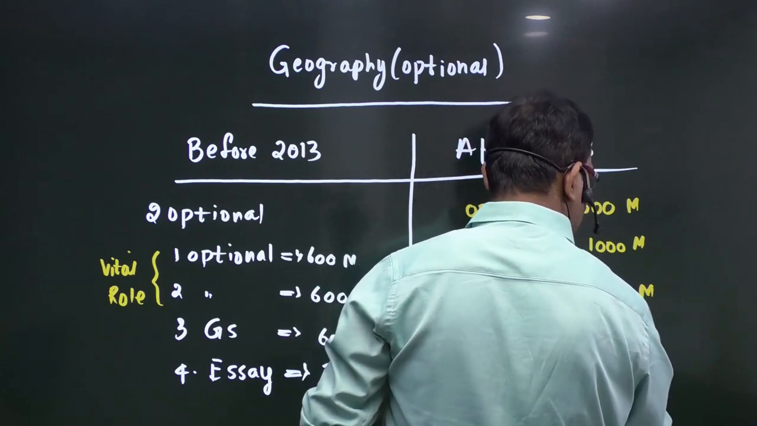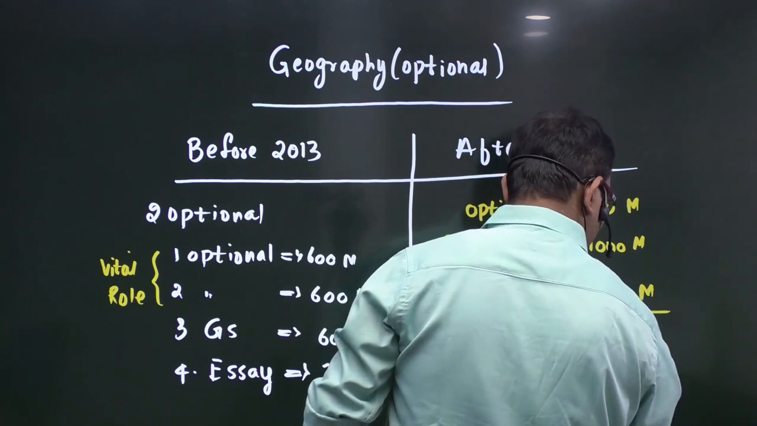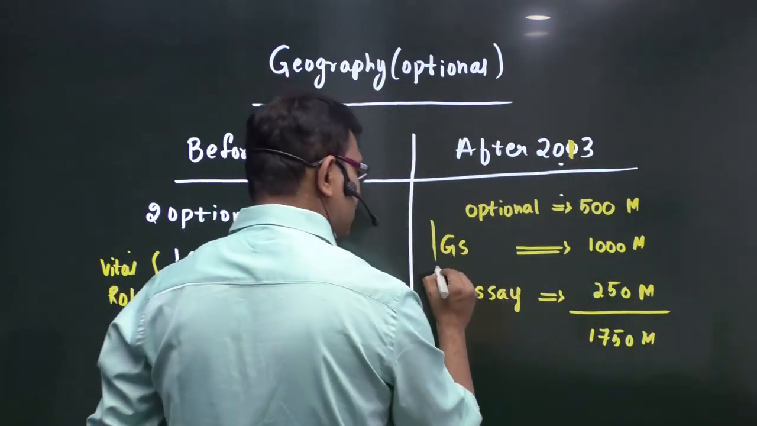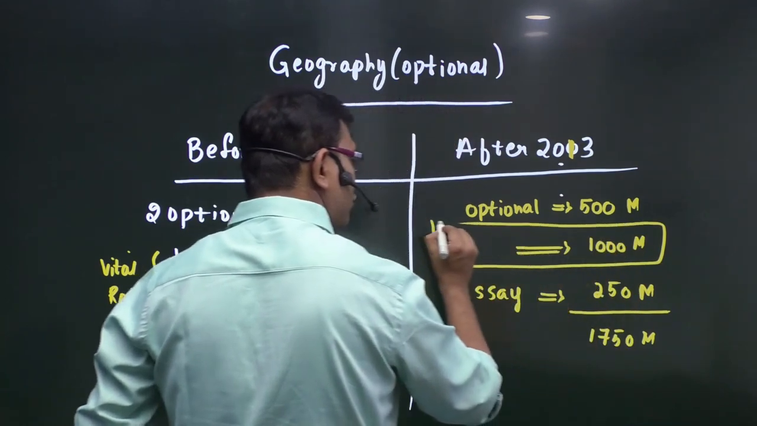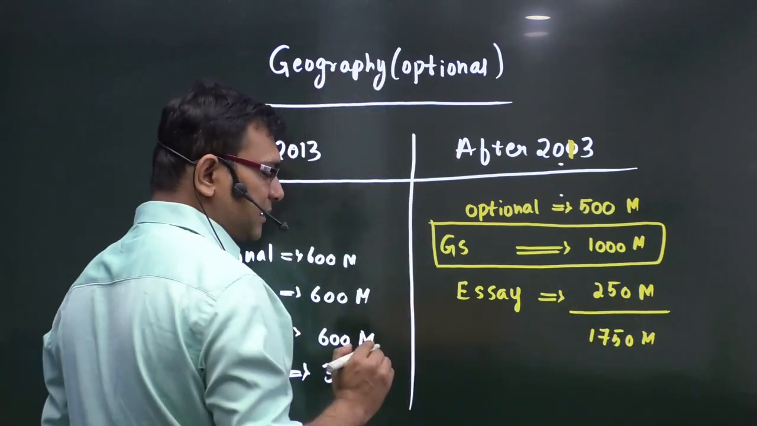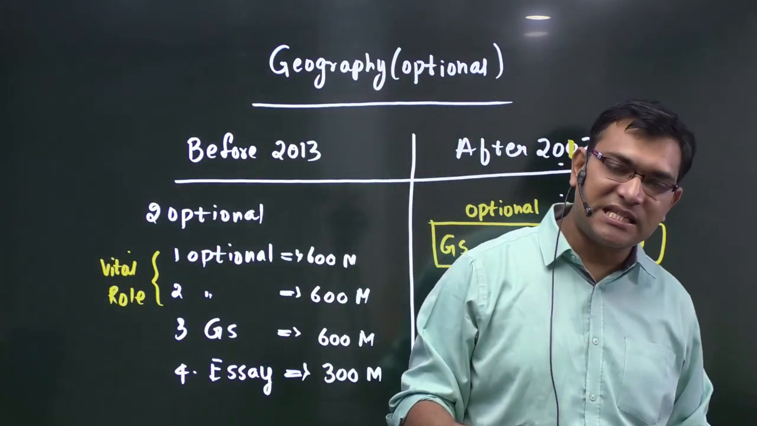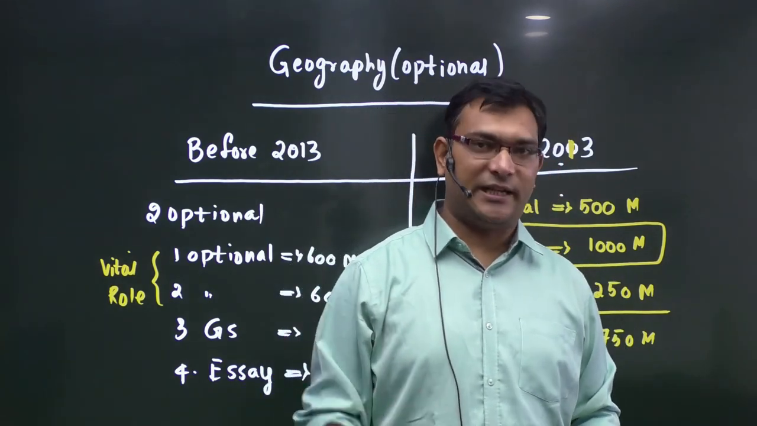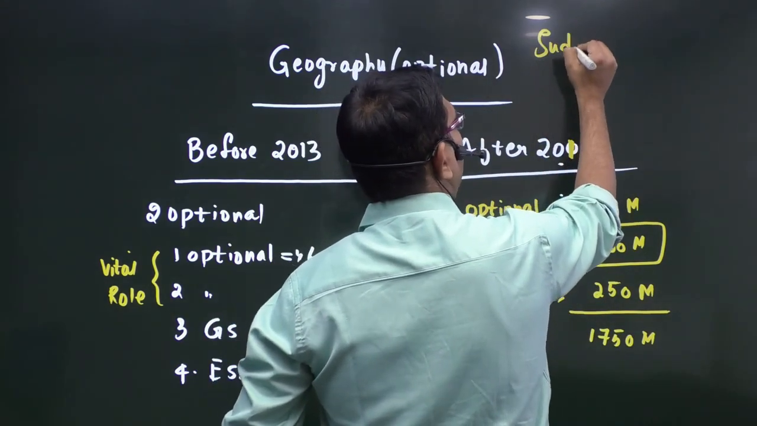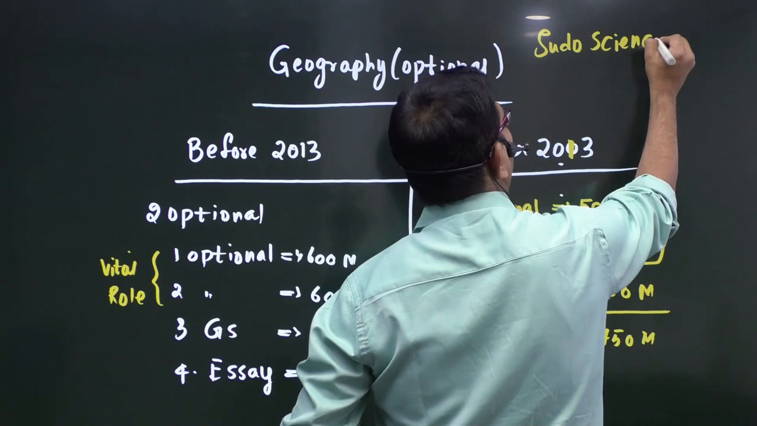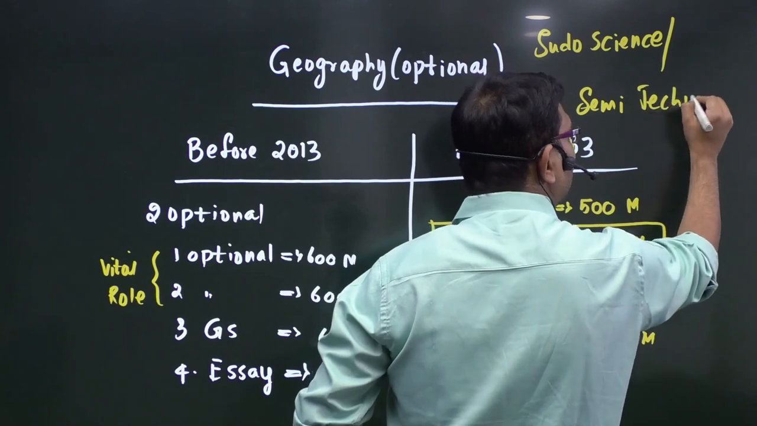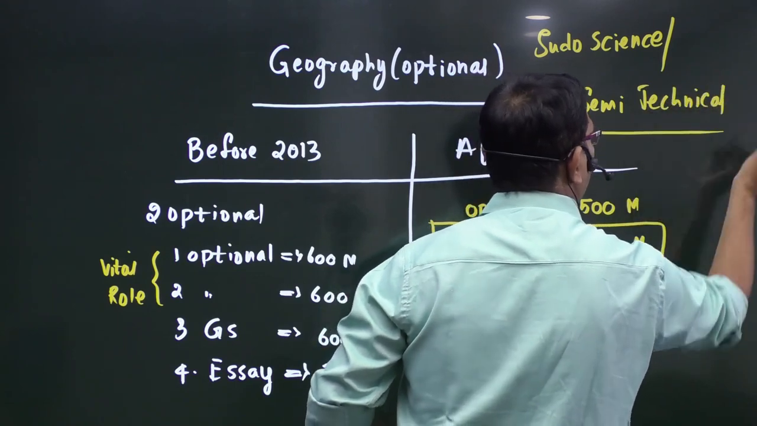Now, out of 1750, it is very important to select an optional which overlaps with GS, because you need to choose the optional where your time is not wasted. Geography is one such optional. Geography is neither completely science nor completely humanities. It is semi-technical, and that is why people like the geography optional.